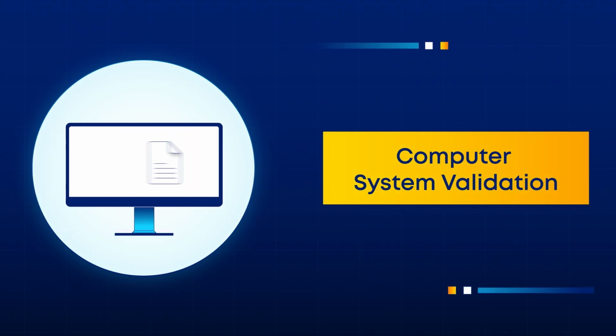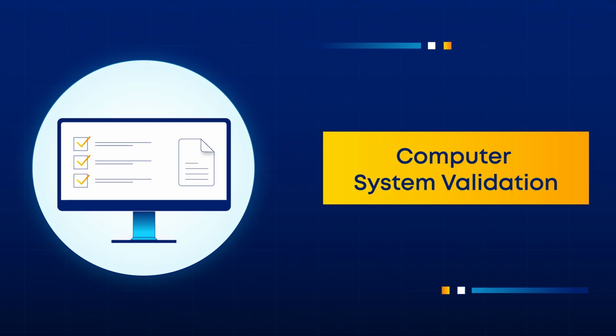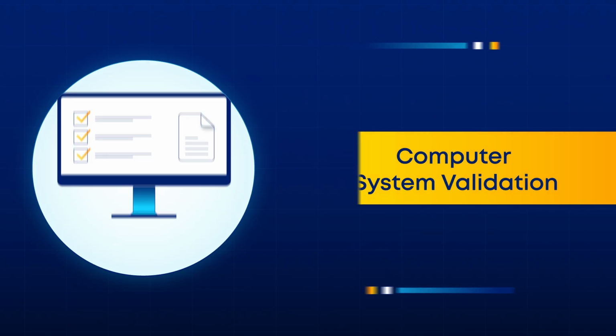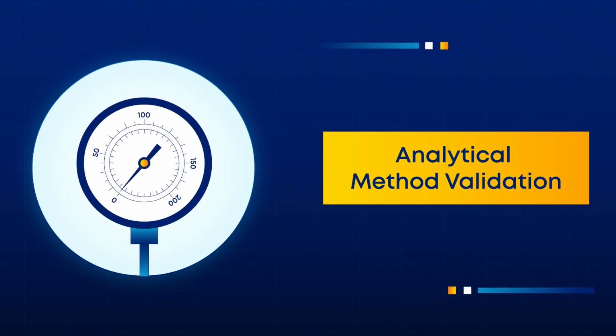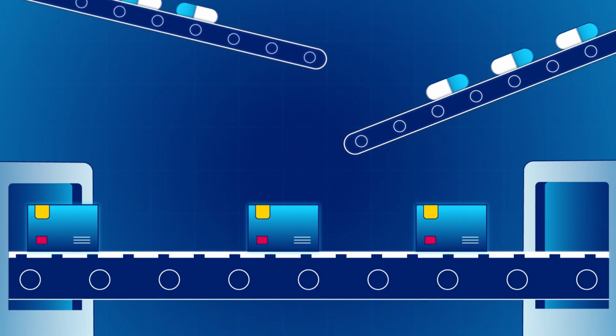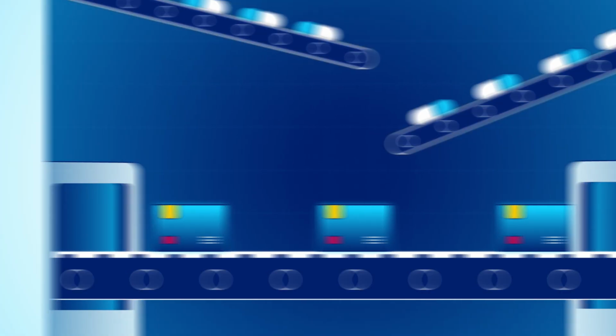Computer system validation is also essential. It verifies that the IT and software systems used during production offer data integrity, security, and reliability. Analytical method validation ensures the reliability and accuracy of the methods used to test the identity, potency, purity, and stability of drug products. Validation plays a vital role in the pharmaceutical development and manufacturing lifecycle.